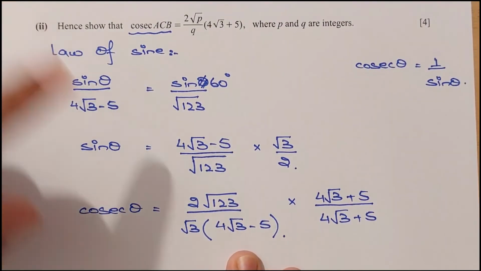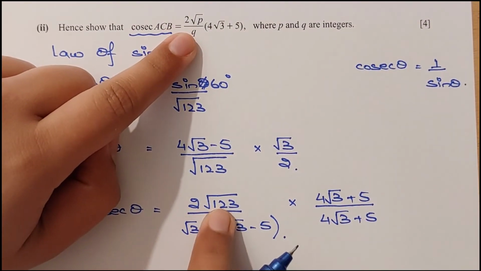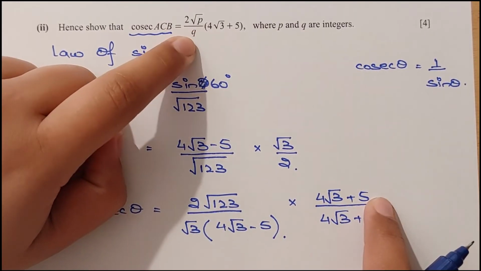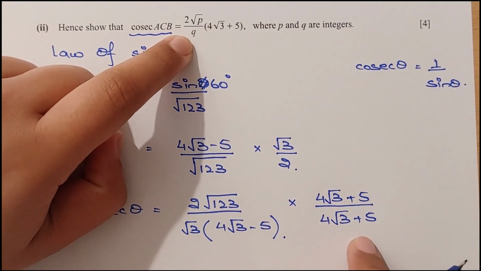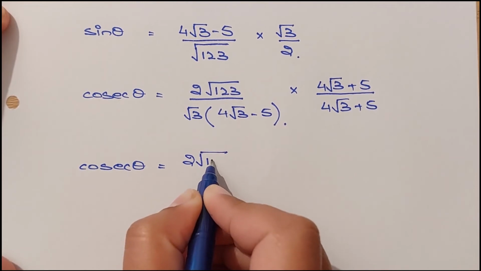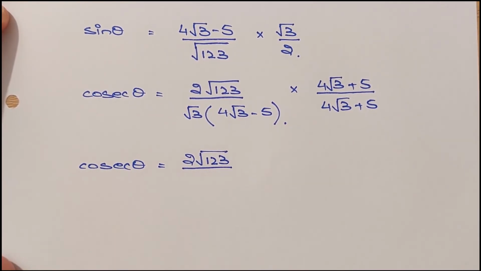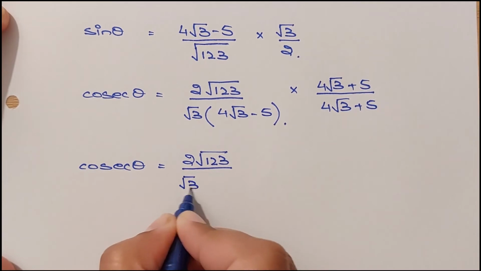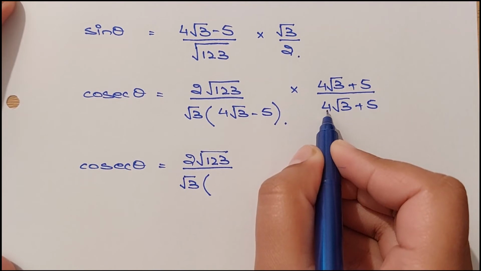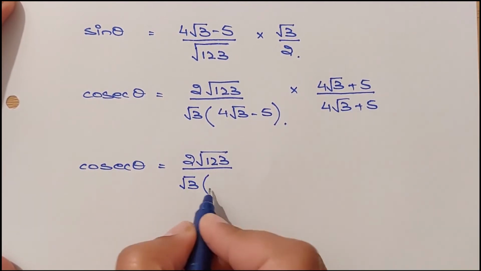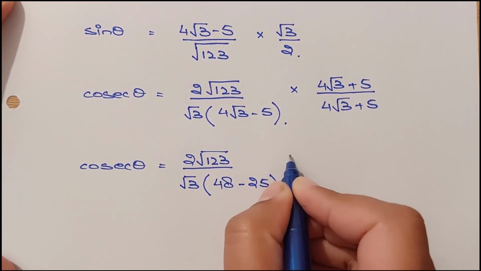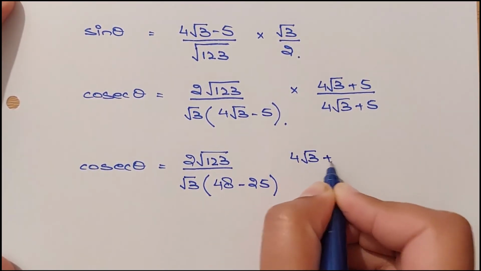So let me compare this with the given one. 2 square root of p, this is 123, over 4 square root of 3 plus 5. The numerator is okay. We have to work on the denominator, that must be just q. Okay, so 2 square root of 123 divided by square root of 3, and a square minus b square. Again we have to use 4 square is 16 times 3, we have 48, negative 25, and here we have 4 square root of 3 plus 5.